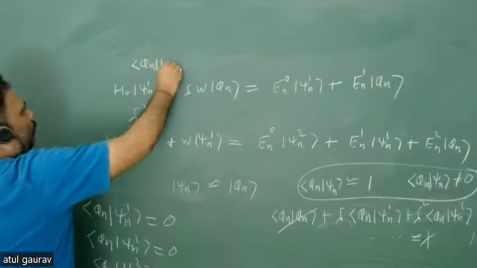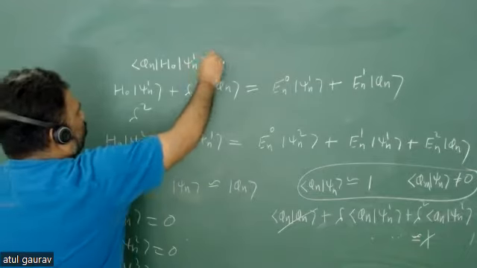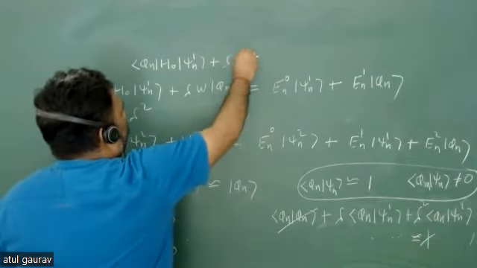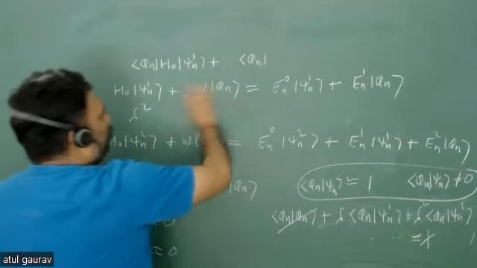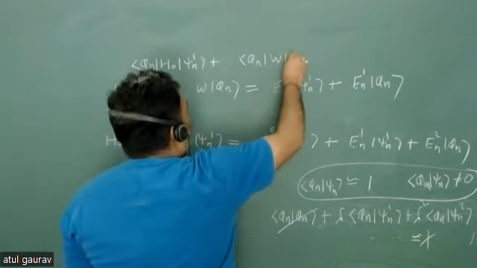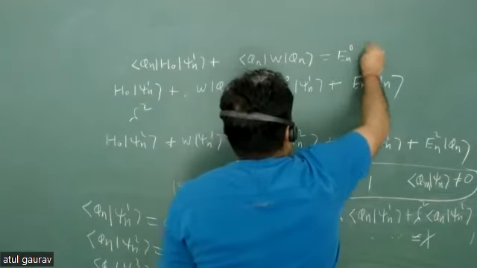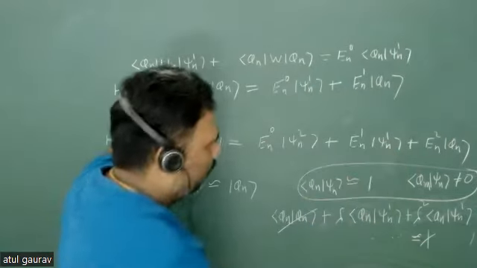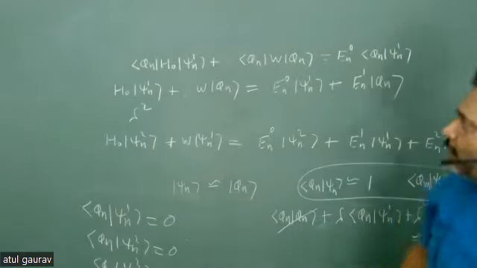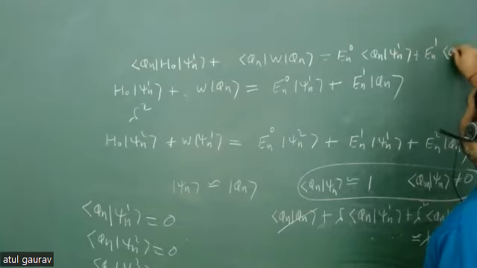Phi n H naught in this first term, lambda to the power 1, psi n1 plus lambda phi n, sorry, lambda will not remain, we are only equating the powers of lambda. So phi n W phi n, and this value is En0 phi n psi n1. Please remove the lambda from here. Whatever lambda was written before, please remove it. And then we have En1 phi n phi n.